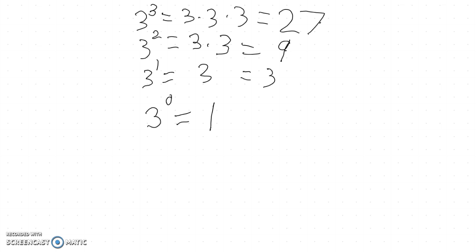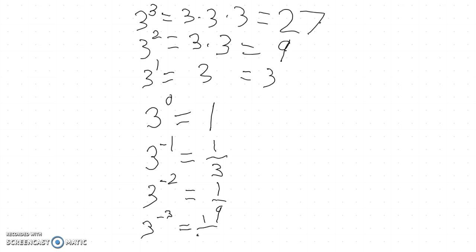But you know what I can do? I can take this countdown even further. I can go to 3 to the negative 1. To do that, I just divide by 3 again. And to make my life convenient, I'm going to do that with fractions. 1 over 3. 3 to the negative 2, what's that? I'm going to divide by 3 again. 1/3 divided by 3 is actually 1/9. 3 to the negative 3, it's 1 over 27.